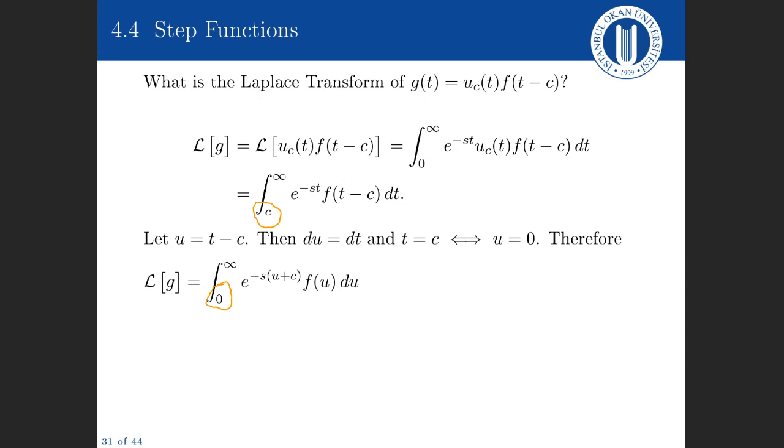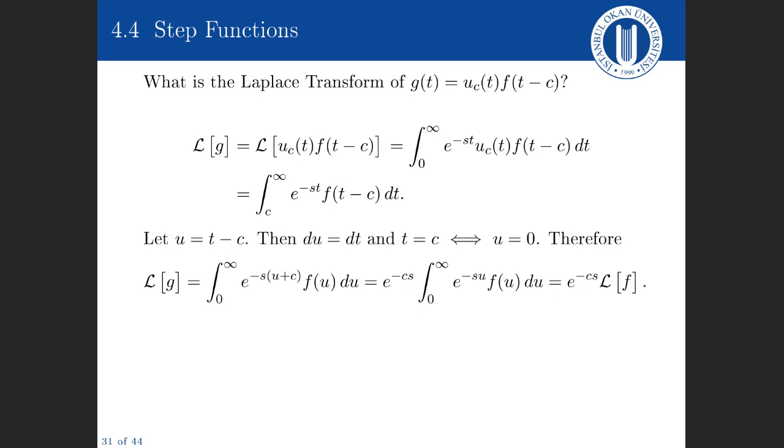Instead of f of t minus c, we have f of u, but instead of e to the power minus st, we have e to the power minus s, and now u plus c. But that's okay, we can calculate this, because we can just take e to the power minus cs outside of the integral. We're integrating with respect to u, so c is a constant, s is a constant in terms of the integral. But what's this? The integral from 0 to infinity, e to the power minus su f of u du.